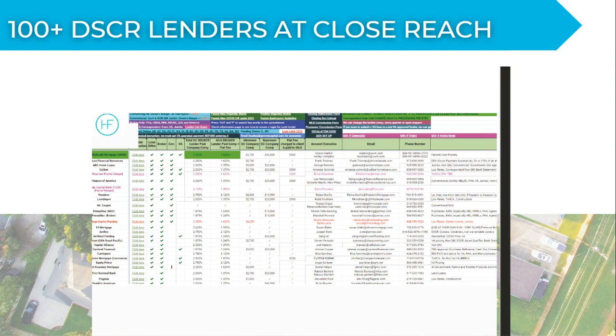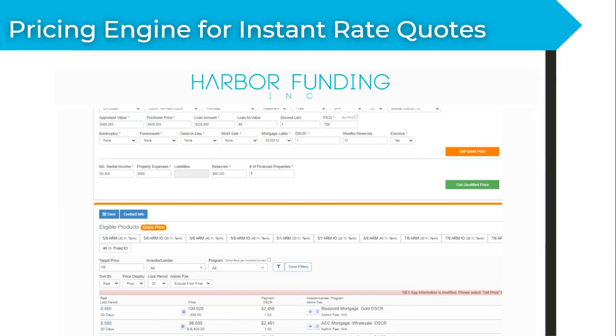Now, as a broker, I work with 100 plus DSCR lenders that are within close reach. I have a whole lender list that I track of who offers what type of products and what's the best fit depending on if it's a long-term or short-term rental and all the other criteria that we already discussed. And I have tools where I can price all these lenders at one time. So I have a pricing engine where I put in all of the criteria.